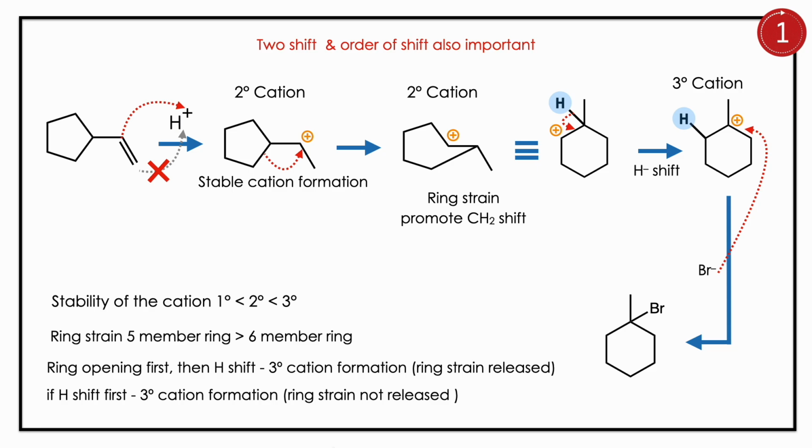So ring expansion leads to the secondary cation. Then we convert it into a tertiary cation by hydride shift. Bromine attacks, and you have the final product with bromide. So starting from a cyclopentyl ring, you end up with a cyclohexyl ring. The concept you have to learn here is that whenever there is strain in the system, it will always be relieved during the cation formation.